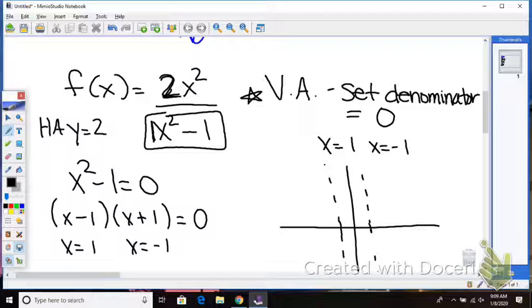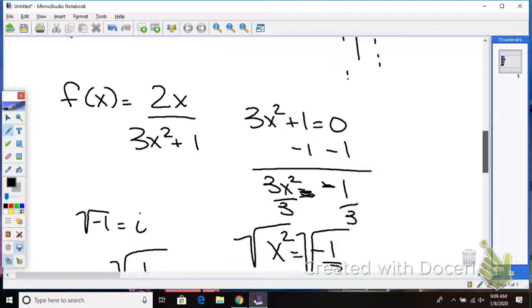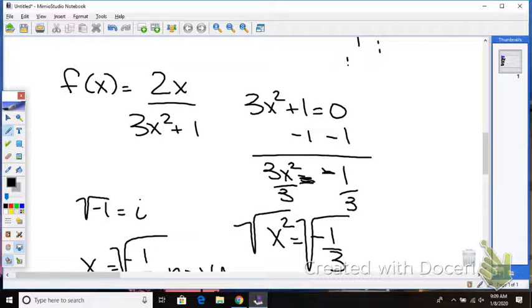So horizontal seems worse because we had to actually write out steps, but there's no math to be done. It's just seeing which one it falls under. And then the next one, I have f of x equals 2x over 3x squared plus 1. The top exponent is a 1. The bottom exponent is a 2. What happens when the top is less than the bottom? So n is less than m. When the top is less than the bottom, your horizontal asymptote is y equals 0.